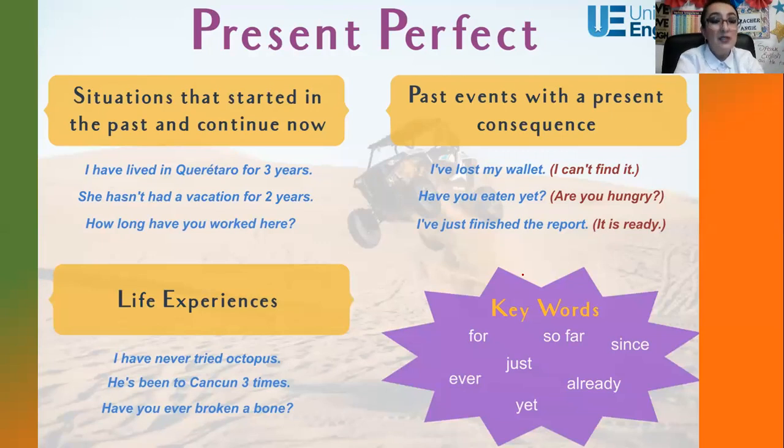And we were saying that we are going to make use of present perfect in order to talk about situations that started in the past and that can be continuing till this moment or that just stopped, okay? Or for past events with a present consequence or for life experiences. And here we are going to make use of the past participle of verbs. That's why I was telling you, practice the verbs. And here we have some examples.